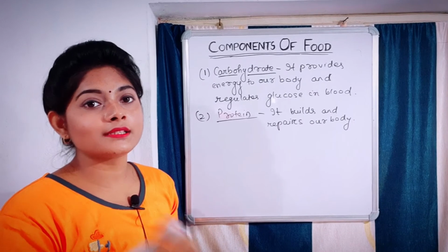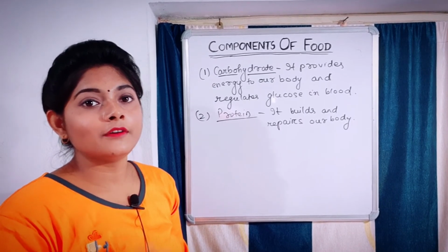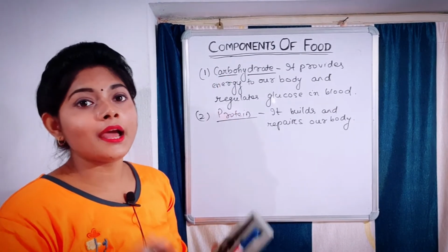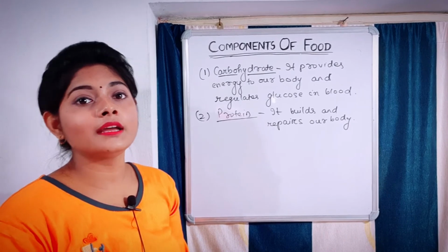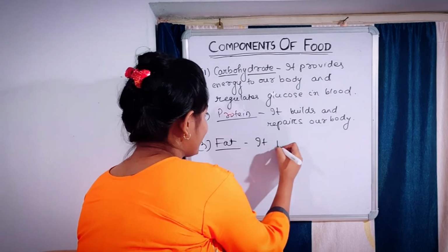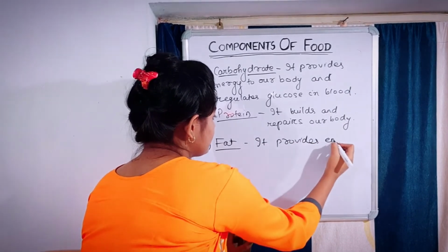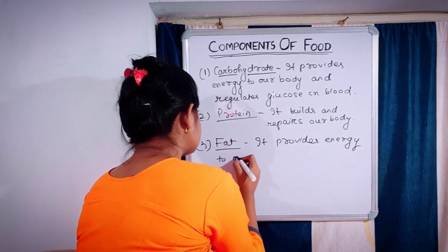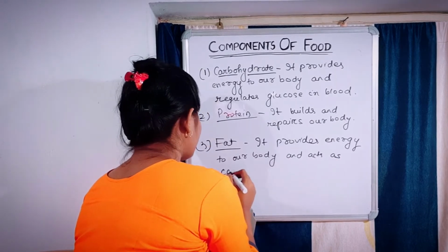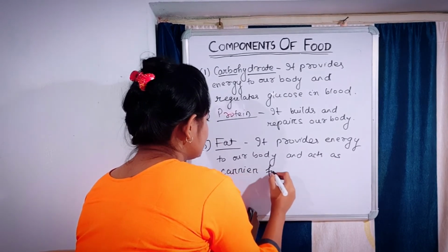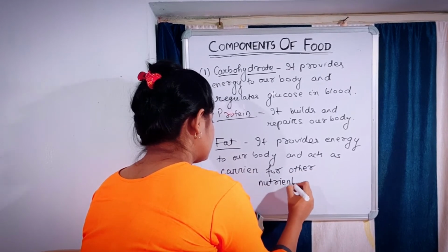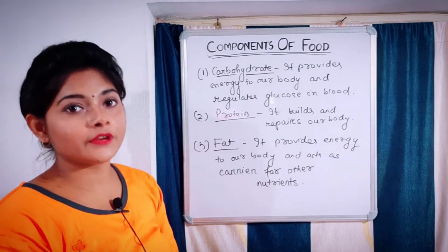The third nutrient is fats. So what is the function of fats? Fats also provide energy to our body like carbohydrate, and they are the carrier for other nutrients. So the third nutrient is fat. It provides energy to our body and acts as a carrier for other nutrients.